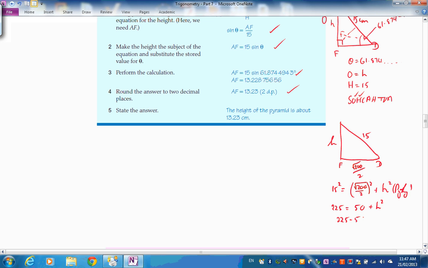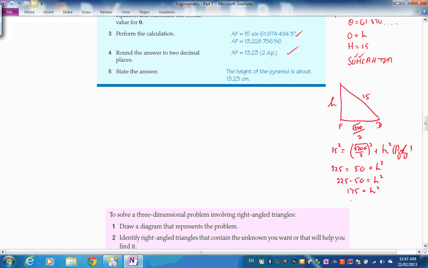Subtract that to get h squared, which is 175 equals h squared. And if you take the square root of 175, running out of room now, equals h, where h is greater than 0, you will get the same answer of 13.23.